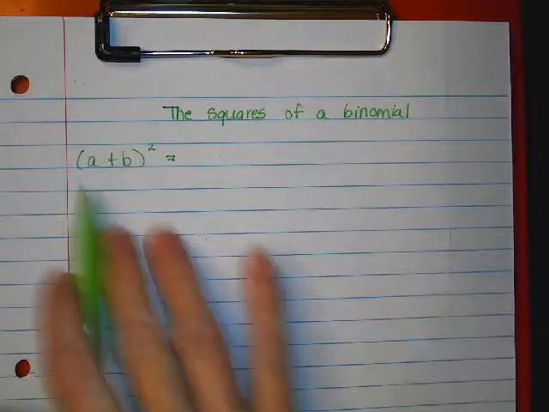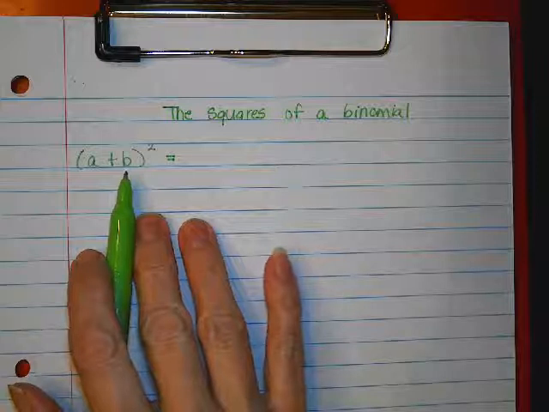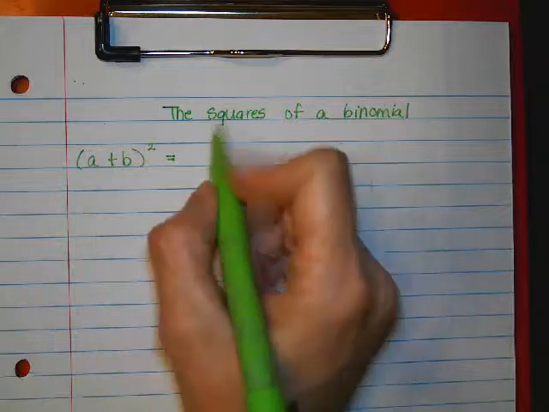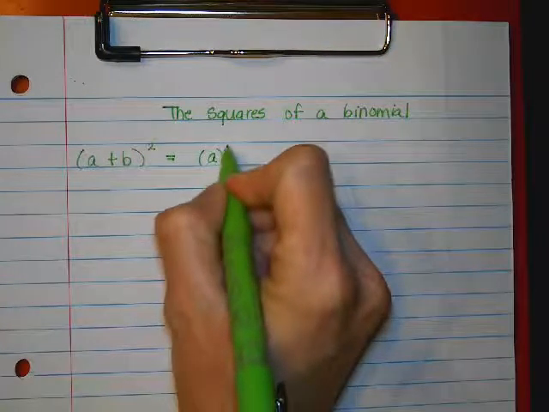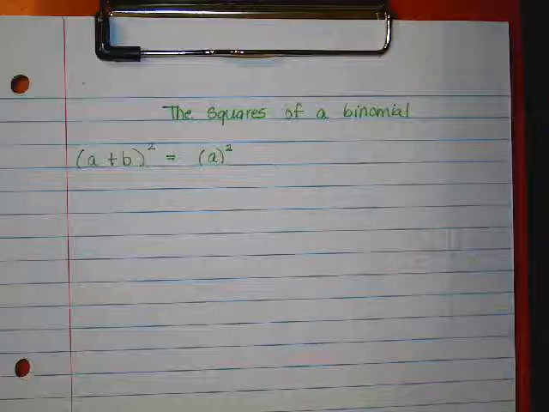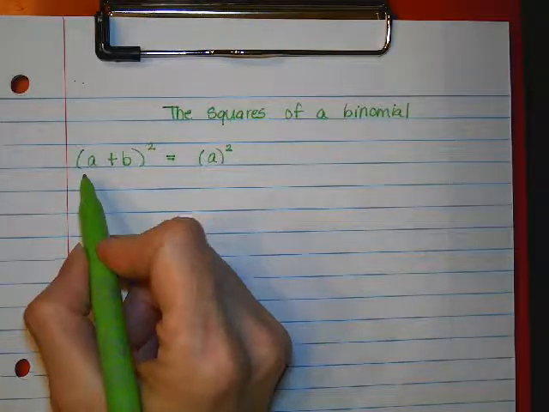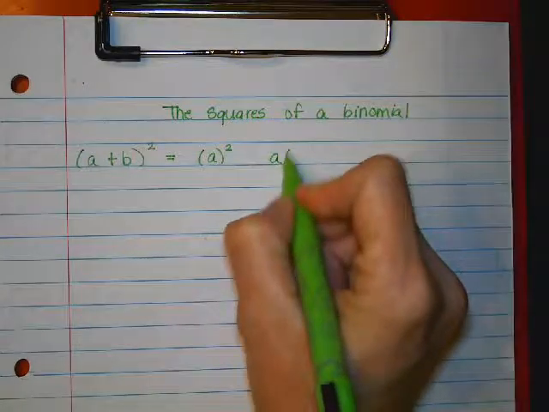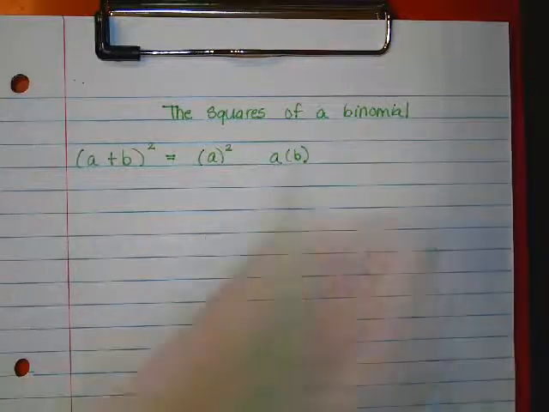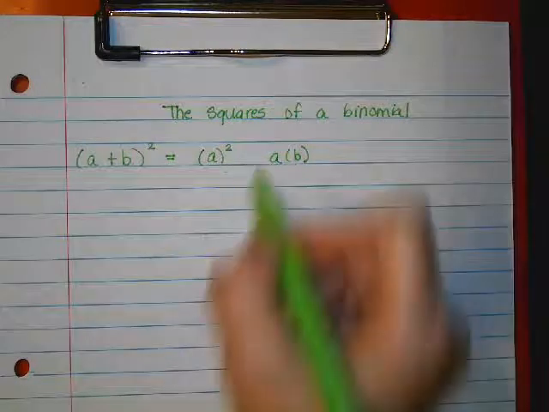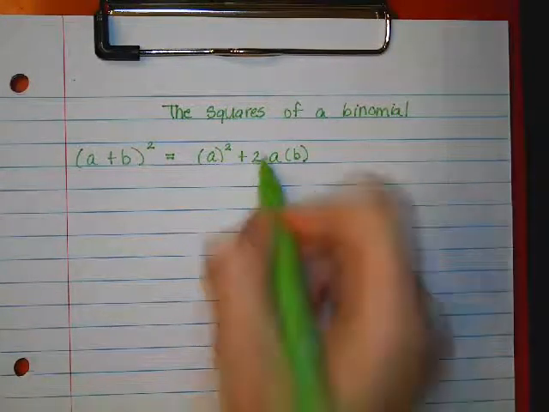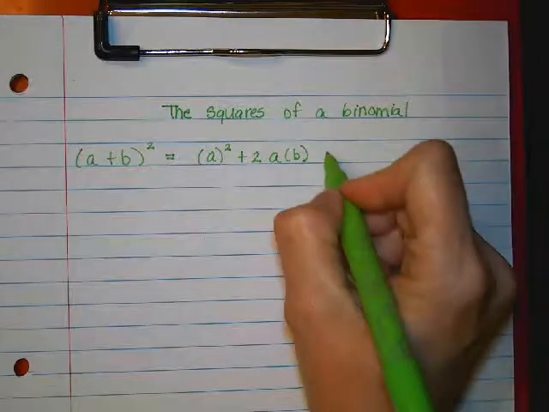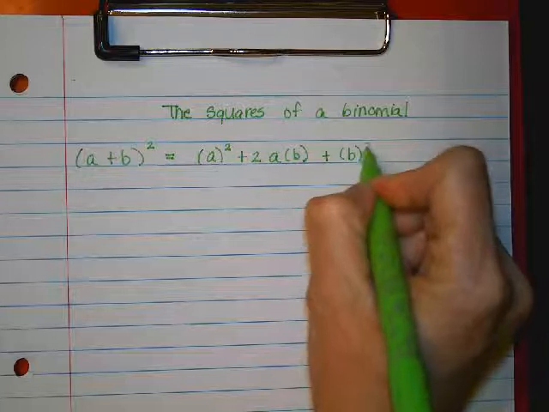If we have something written like this, we don't have to do the whole long way. We're going to use a method which says I'm going to take the first term, which is a, and I'm going to square it. Then I'm going to take the 2 terms in here, a times b, and multiply that answer times 2, so plus 2ab. Then I'm going to take the last term, which is the b, and I'm going to square it.